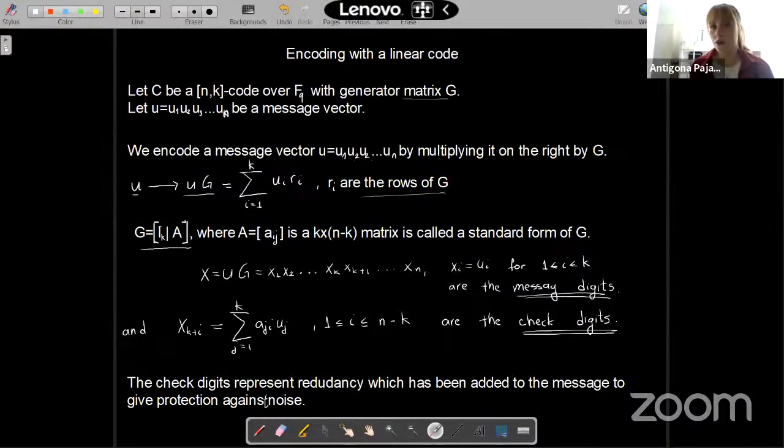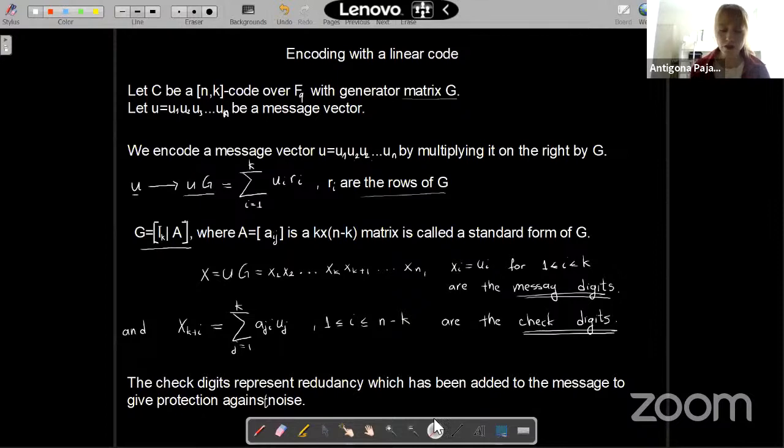Now, what we said before, the rows of the generator matrix G are all code words. And because the linear code is a subspace of our vector space, any linear combination of them is also a code word. So it means that this encoding that we're doing, U times G, will be a code word, because that is what we need.